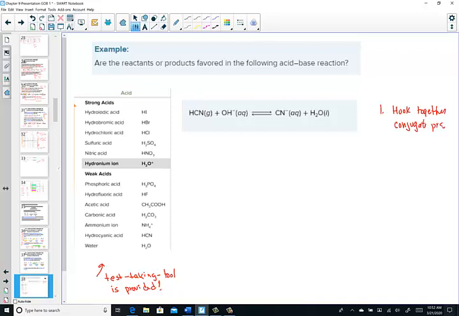Between the left and the right side, let's hook together the conjugates. Conjugate pairs only differ by the presence or absence of a hydrogen ion. Between HCN and CN negative, those are called conjugate pairs. The one with more hydrogen is always the acid. So HCN forming CN negative. Here's the other conjugate pair, OH negative and water. Hydroxide would be labeled as the base, water would be labeled as the acid. We've just identified both acids. One will be on the left, one will be on the right.